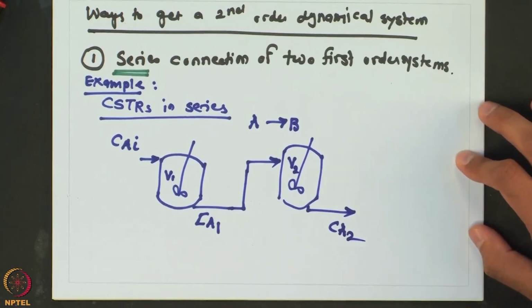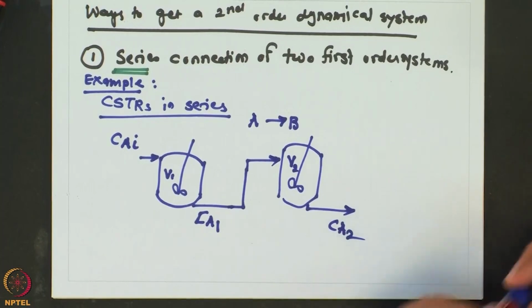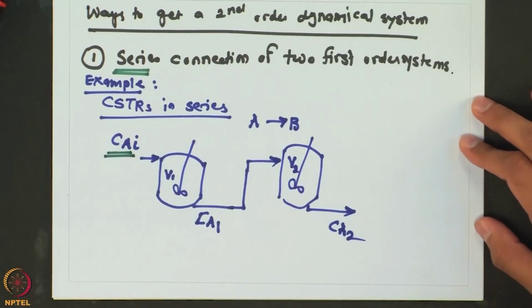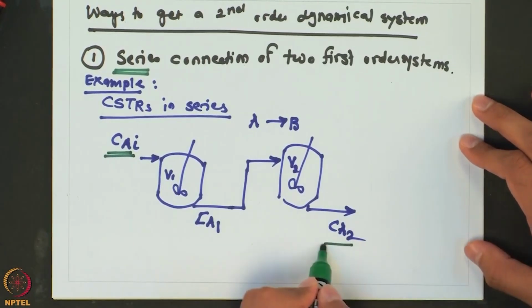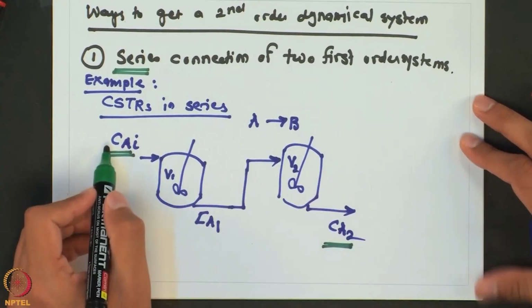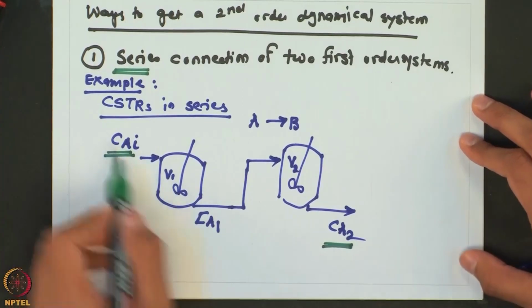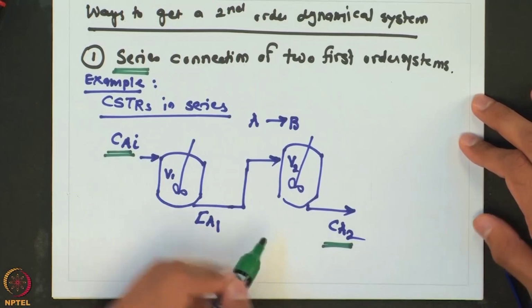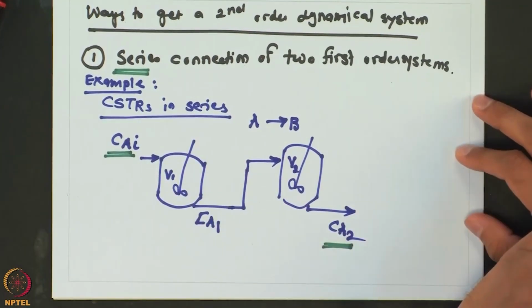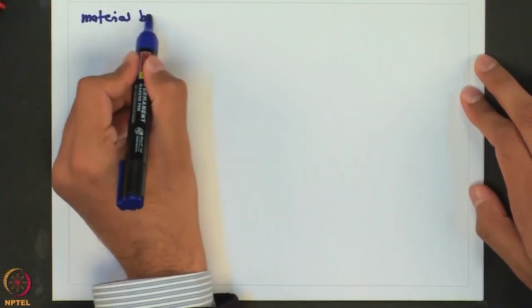Now what we are interested in is the effect of variations in inlet composition on the final product purity. You can see that when we change CAI, it is going to have some impact on CA2. We will try to quantify that, and as we are in the topic of second order dynamical systems, what I should be able to impress upon you is that this variation indeed follows second order dynamics. So, we will try to formulate a process model for this particular system. We will start with material balance.